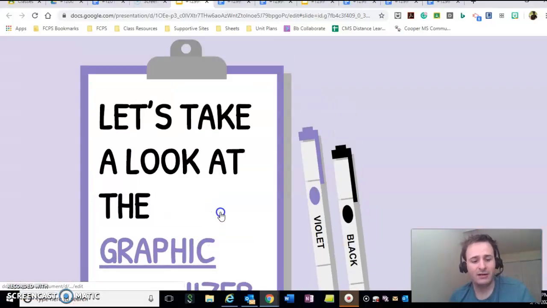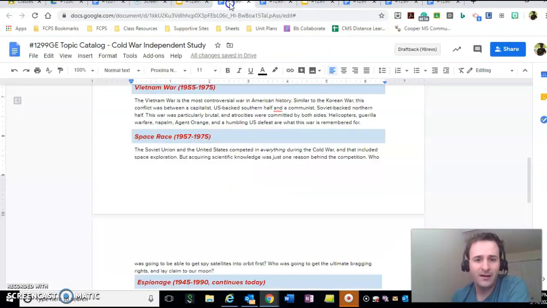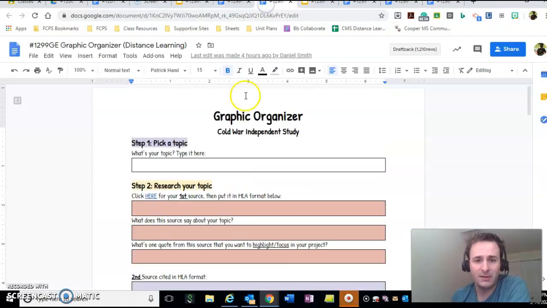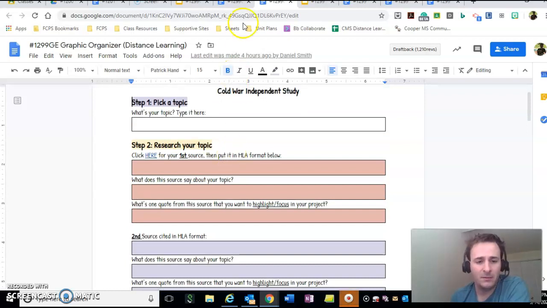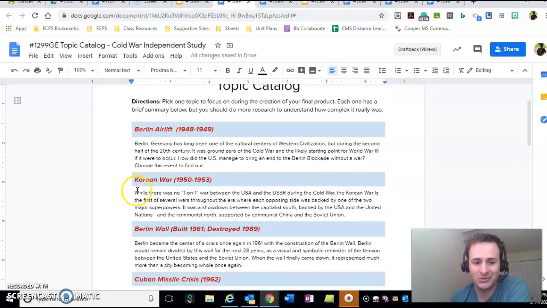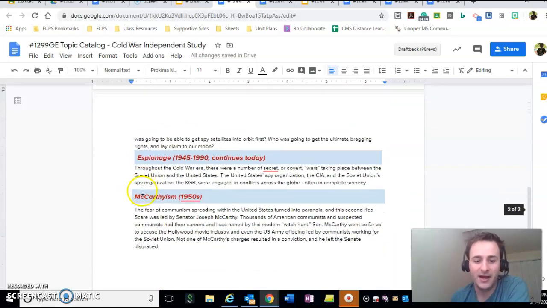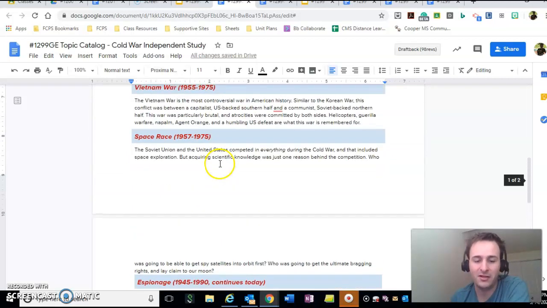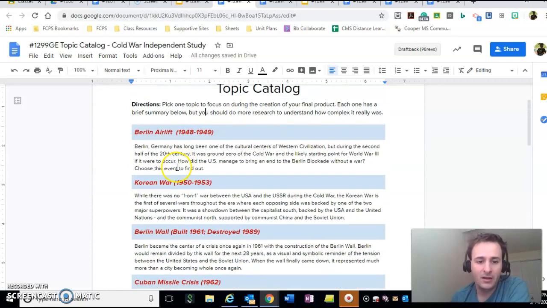So let's take a look at that graphic organizer, like I said. So that's your topic catalog. Here's your graphic organizer, right? And the topic catalog, to go back, gives you detailed descriptions of the 8 events that I mentioned and the years that they roughly happened. So that'll give you more information, but you're going to want to review the lessons as well to get even further knowledge.